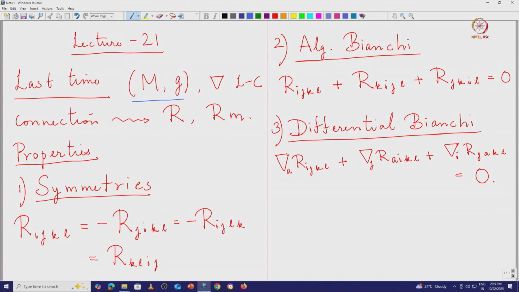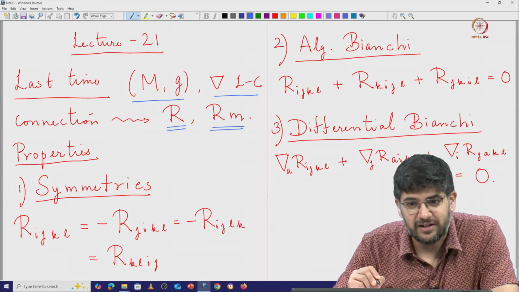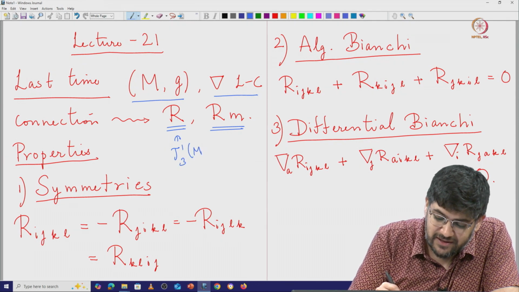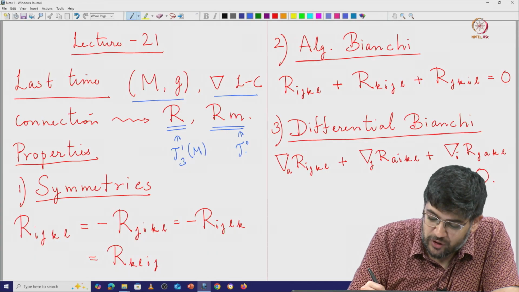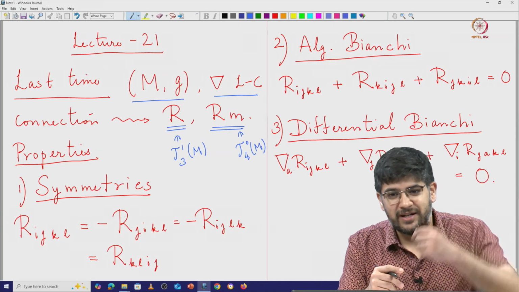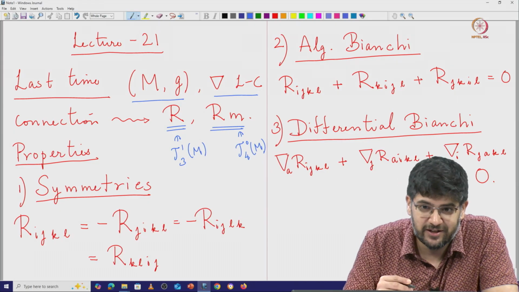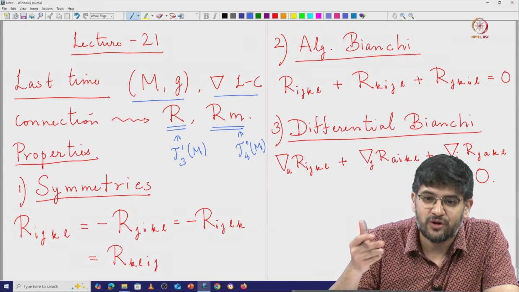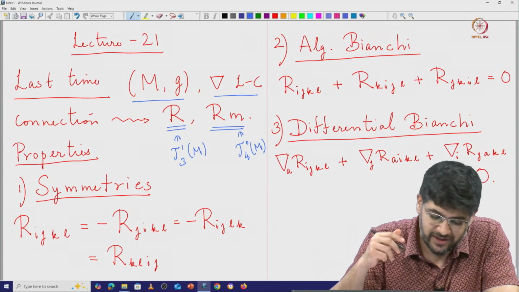So let me remind you of where we are at. As usual we consider a Riemannian manifold (M, g), and then we consider the unique Levi-Civita connection on it. The Levi-Civita connection gives rise to the Riemann curvature endomorphism and the Riemann curvature tensor. So this is basically a (1,3) tensor, and Rm is basically a (0,4) tensor obtained from R by simply lowering one of the indices using the metric, right. And essentially these curvature tensors measure the lack of commutativity of the covariant derivative, right.